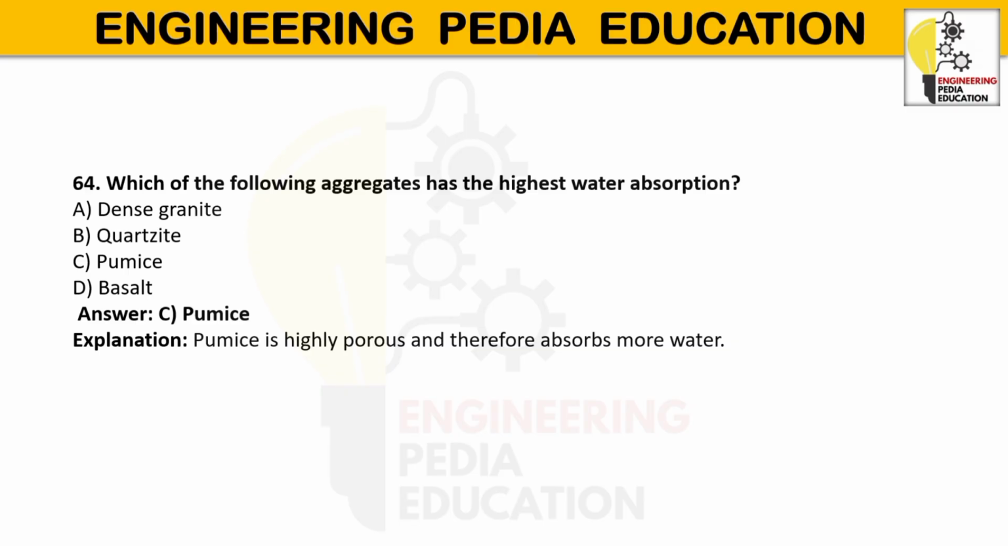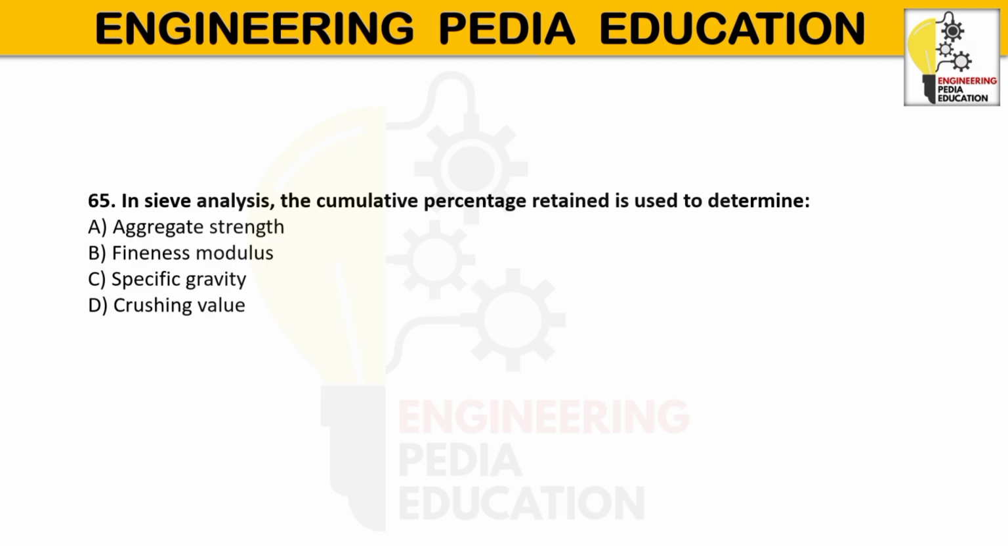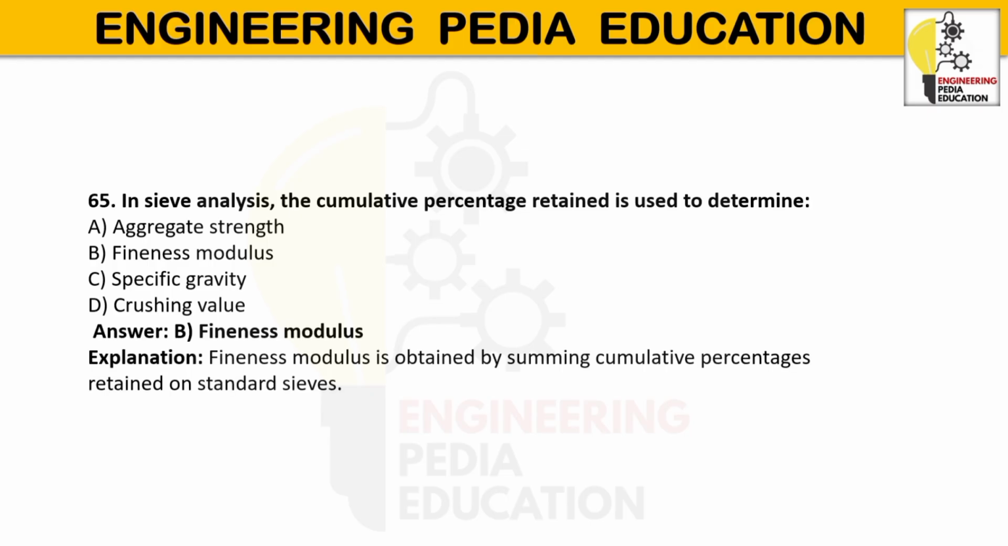In sieve analysis, the cumulative percentage retained is used to determine the fineness modulus. Fineness modulus is obtained by summing the cumulative percentage retained on the standard sieves.